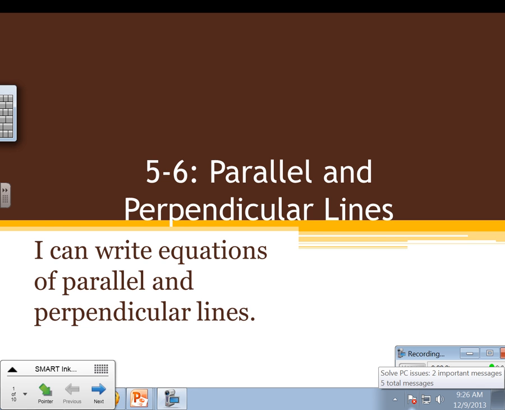In this video 5-6, we are going to be looking at parallel and perpendicular lines. By the end of the video and work time in class, you should be able to say, I can write equations of parallel and perpendicular lines.